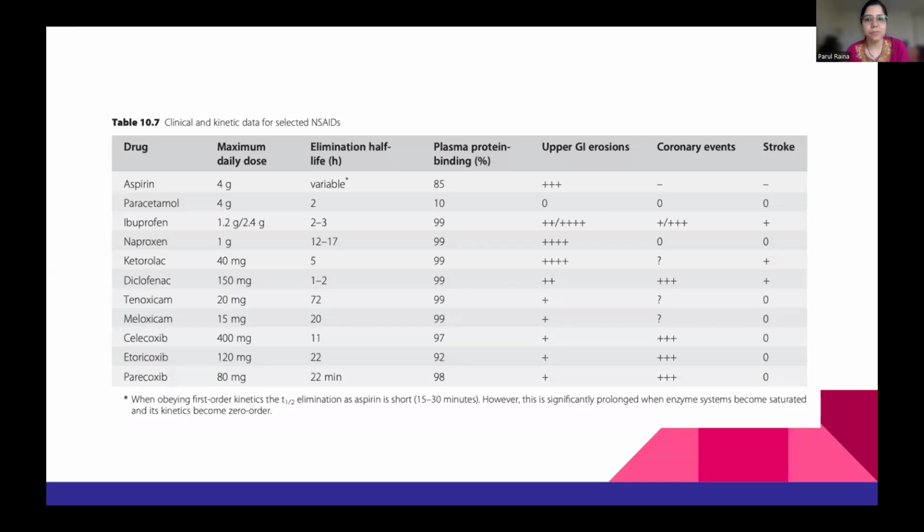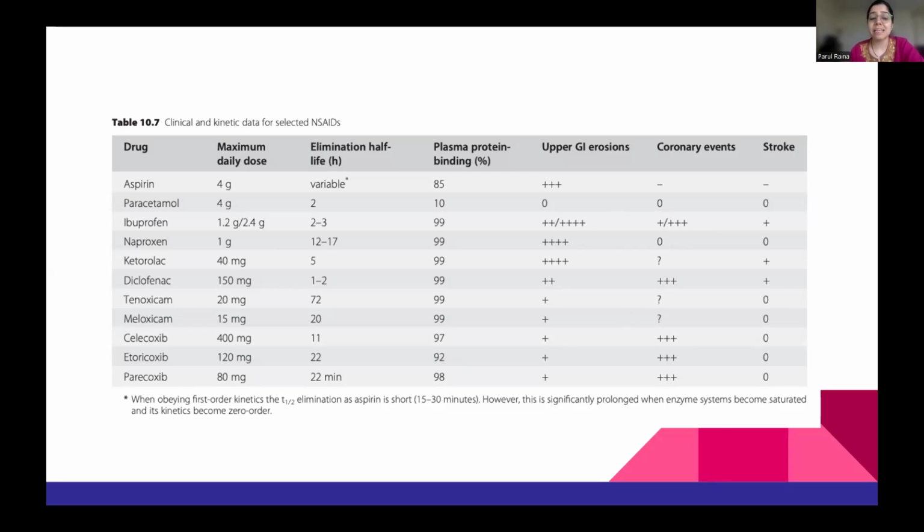This is just the table for you all to go through, where we can see that paracetamol has minimum plasma protein binding with no GI erosion risk, no coronary event or stroke. Ibuprofen has maximum GI erosion and coronary events risk. Ketorolac has minimal coronary events with maximum upper GI erosion risk. And diclofenac also has coronary risks. Naproxen has been found among all to be the cardiac safe drug. That is important to remember.